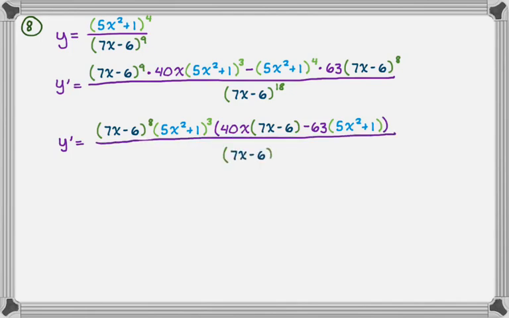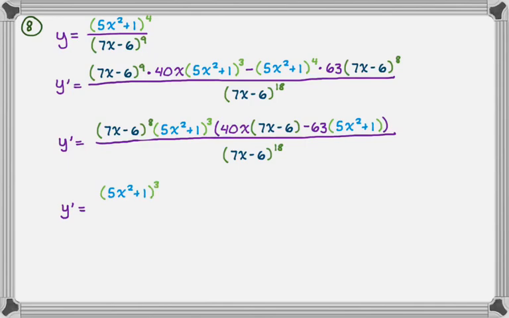You can see the 7x minus 6 is definitely going to cancel. We have it to the 8th in the numerator and to the 18th in the denominator, so that'll cancel and just be in the denominator. So I'm going to cancel that. So I'm going to start this with quantity 5x squared plus 1 cubed.